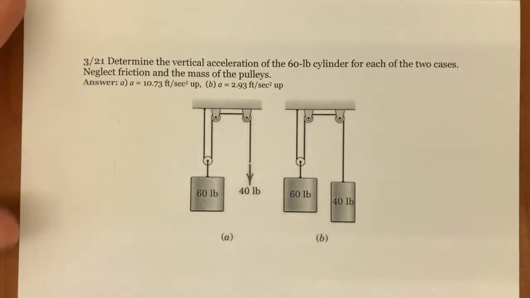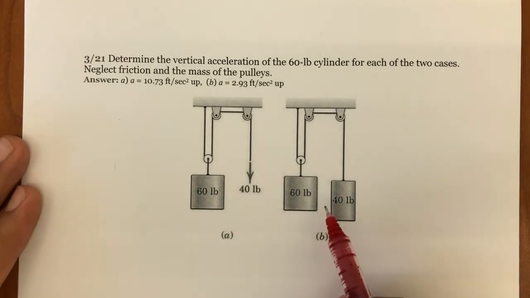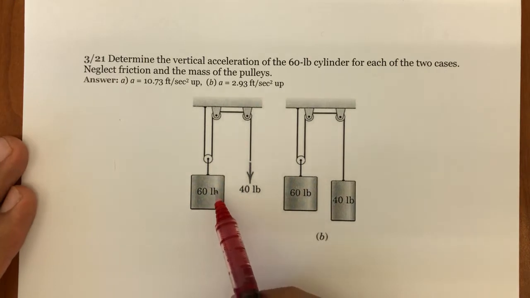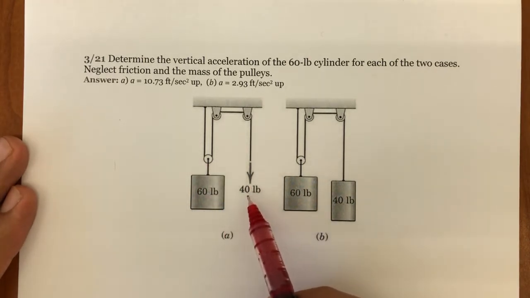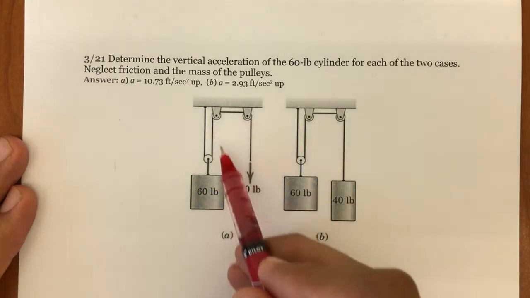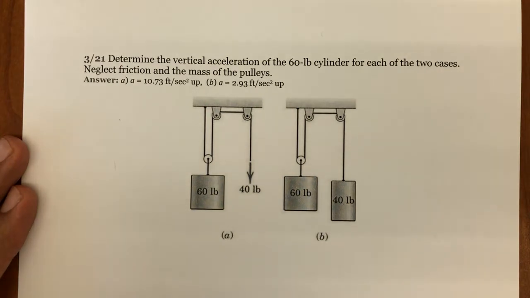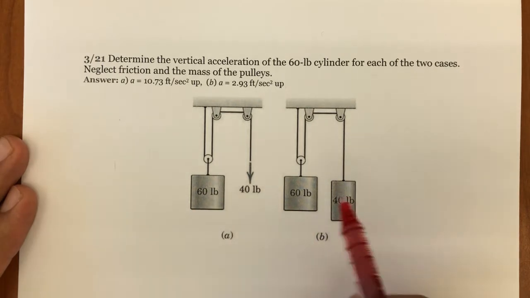Another example, problem 21. Here we have two cases. In the first case, we have this rope and also this mass which is hanging from this pulley. And on the other side, we are applying 40 pounds force to this rope. And this guy is gonna go up. And we wanna find the acceleration of this one in this case. In the second case, we are replacing this 40 pounds force with a mass with the weight of 40 pounds.